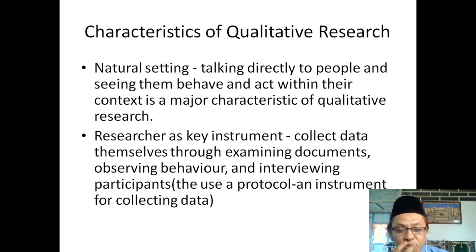Because you are not going only to listen to the voice, to the responses given by the participant, but you are going to also look at their facial expression. You are going to look at their body language. You are going to look at the surrounding, the context, the environment, the people that are attached to the participants, the artifacts that are connected to the participants in the workplace. So all this needs to be included in the research, and you can only experience this when you yourself go to the field and you yourself collect the data.